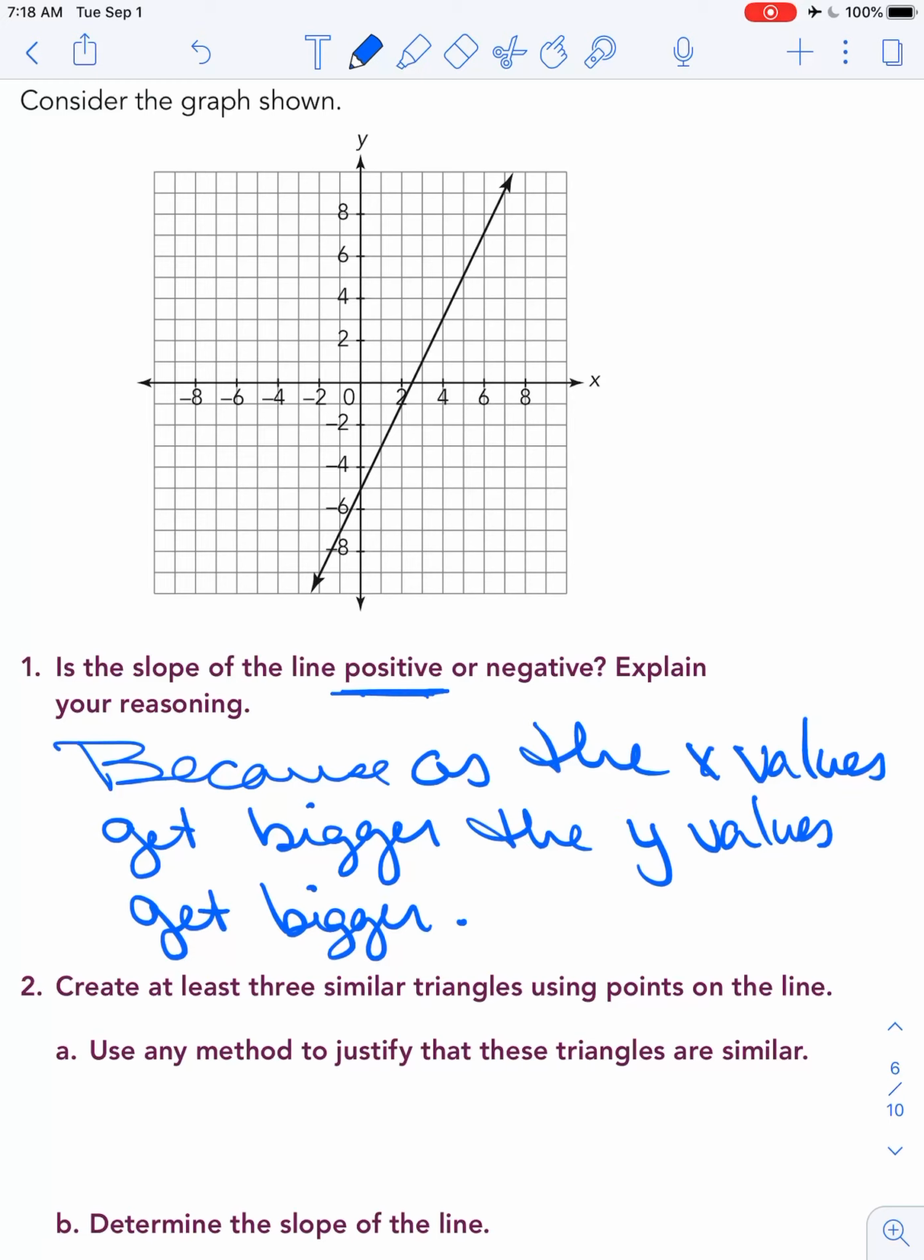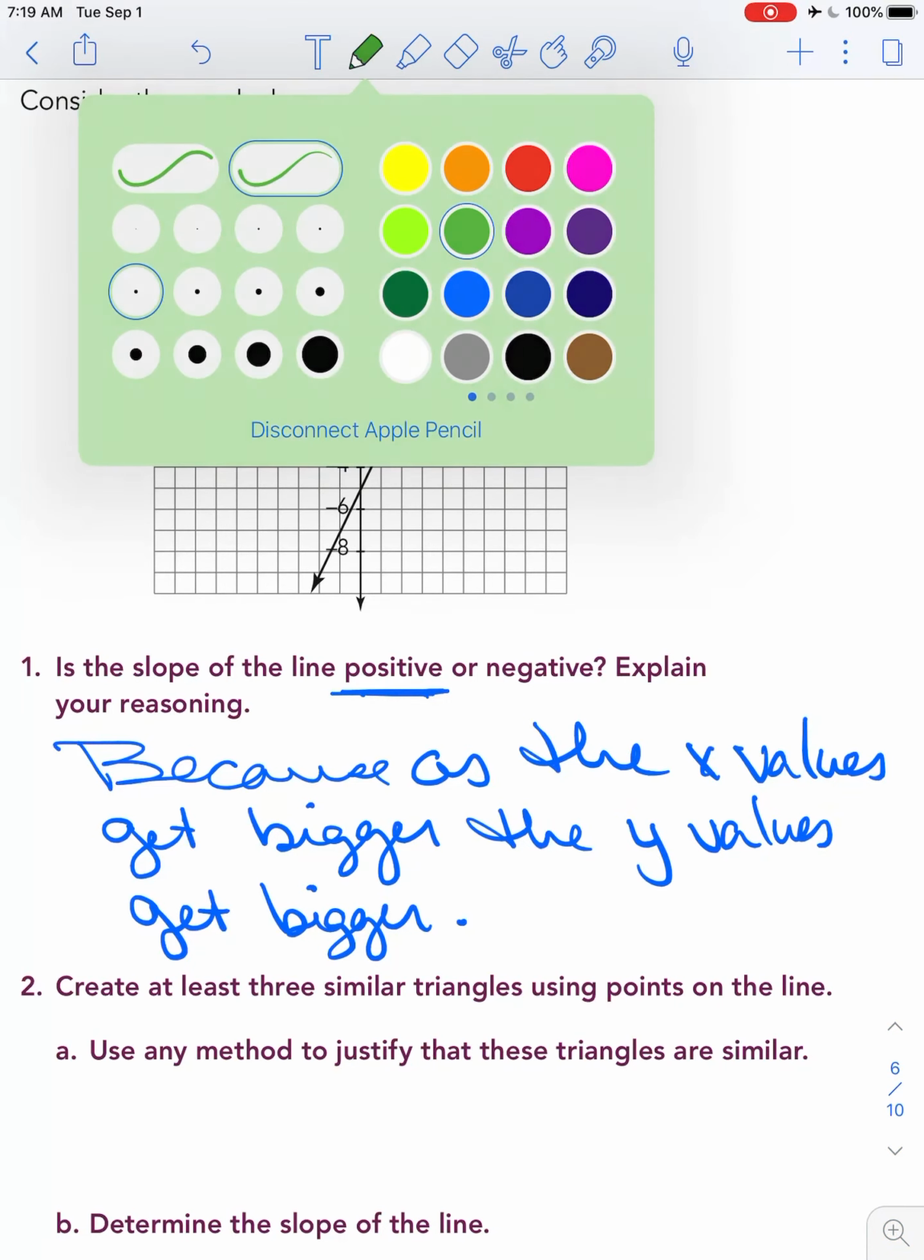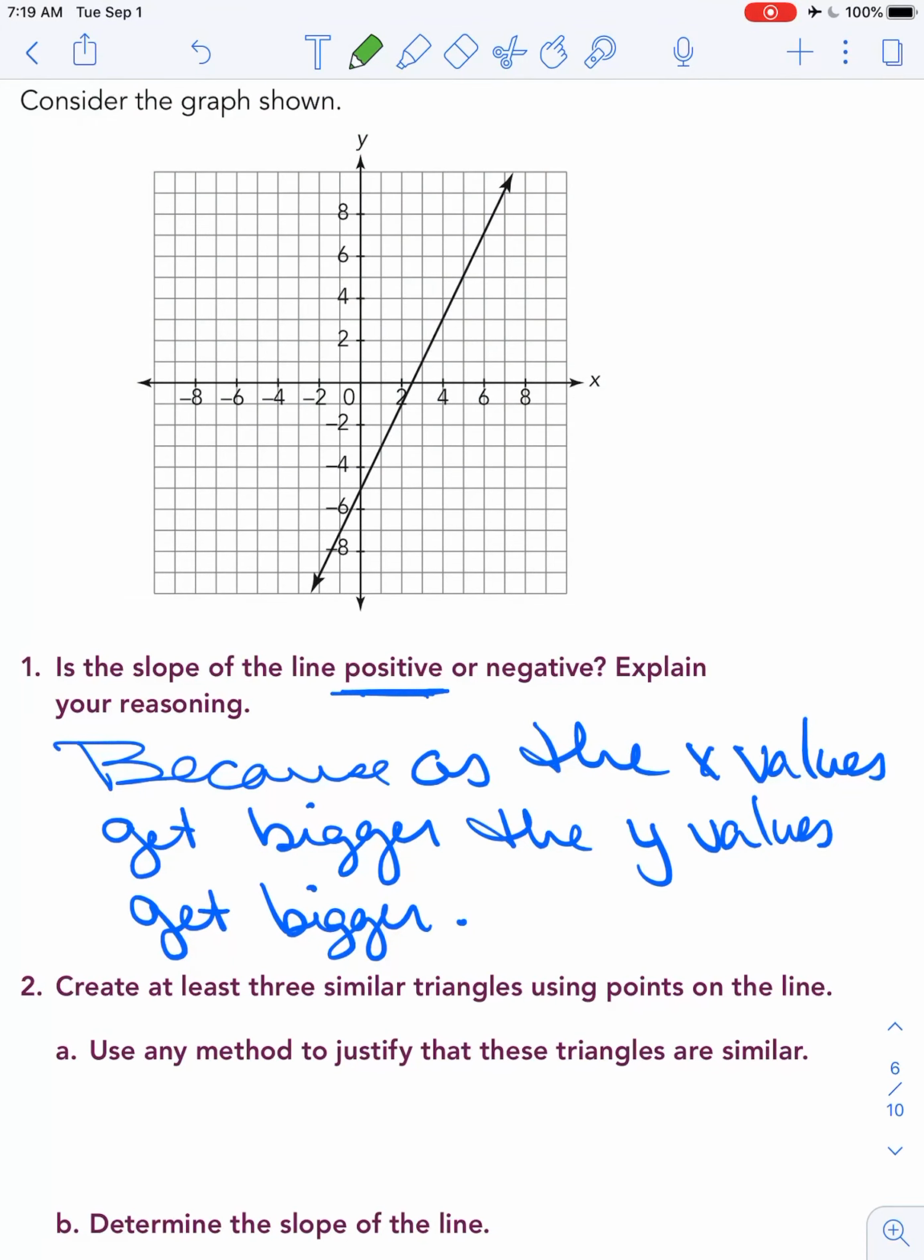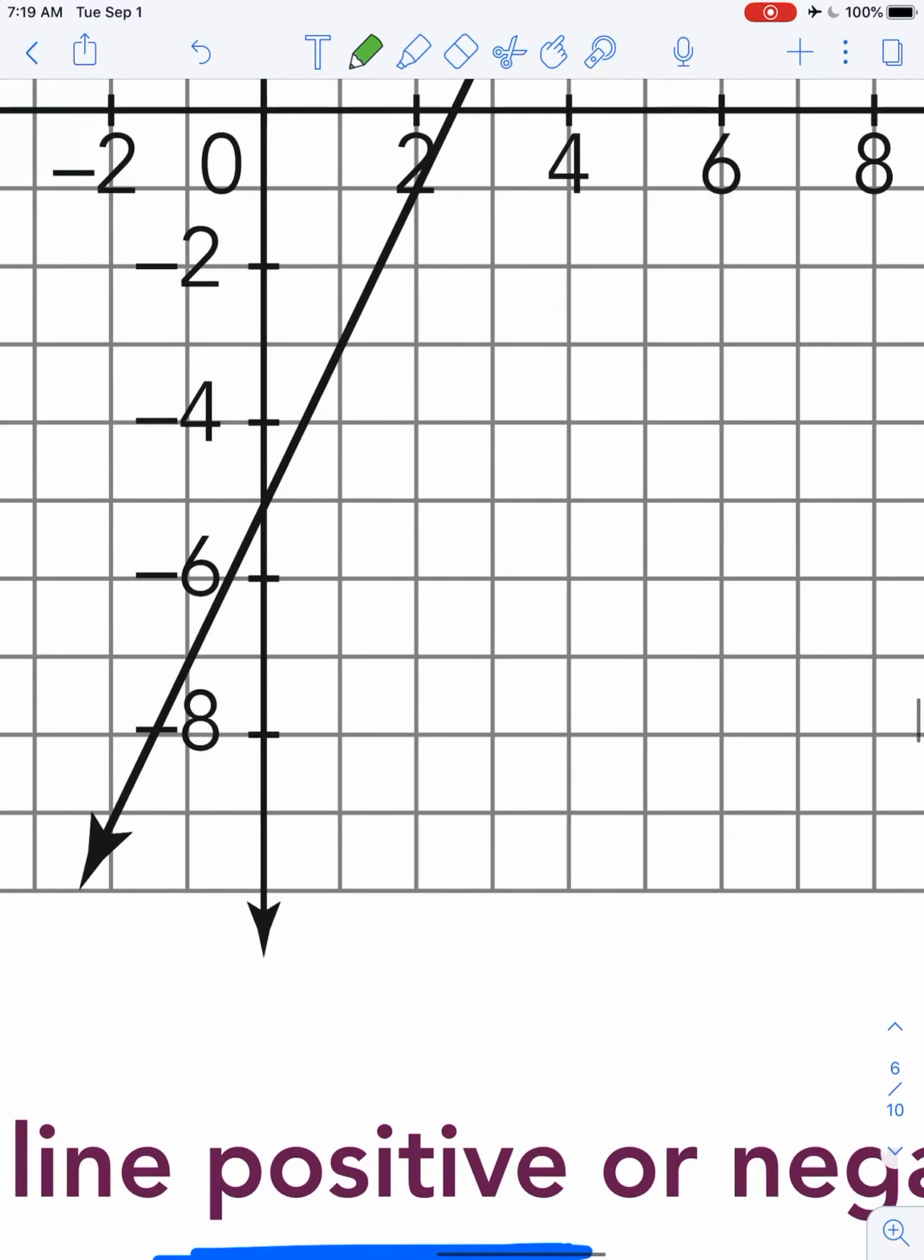Now, we're supposed to create 3 similar triangles. You can create them wherever you want, but it would be nice if they went through those little points, the little corners of the boxes, which are called lattice points. I know some of you don't like those words, but if you do that, it makes it so much simpler. So it looks like it's going through right here and right here. So I could make a triangle right there: the height 2, the base 1.